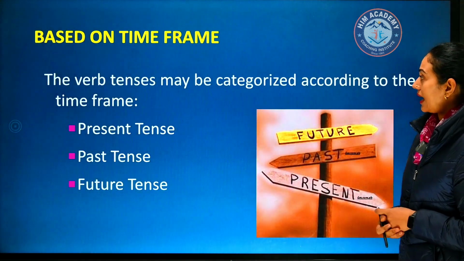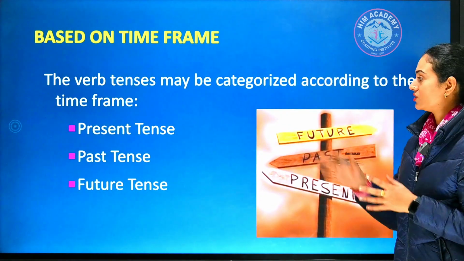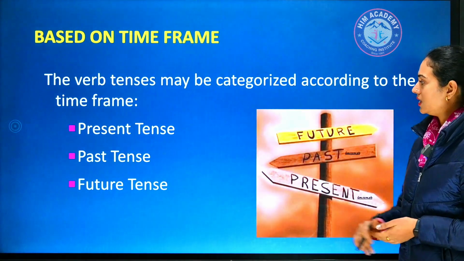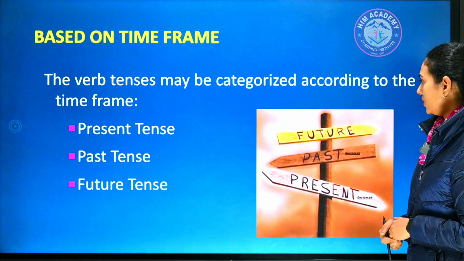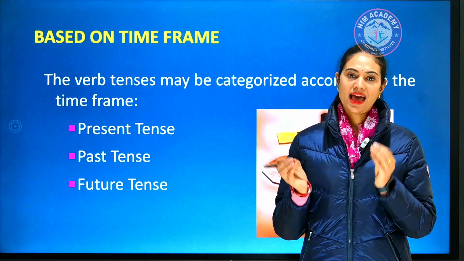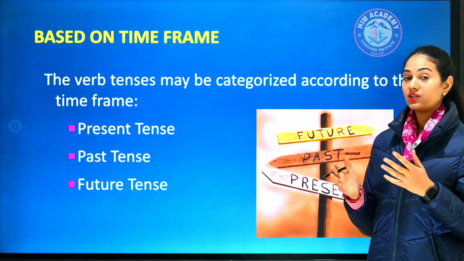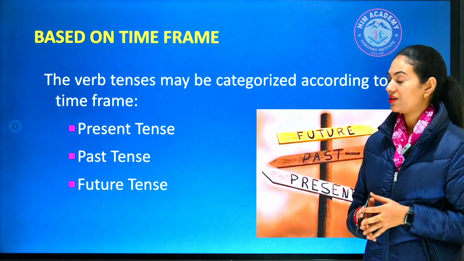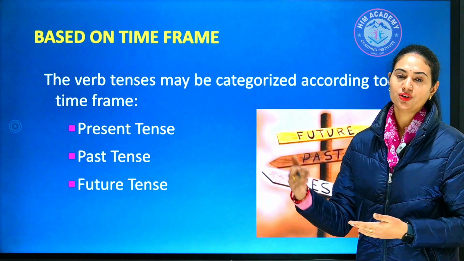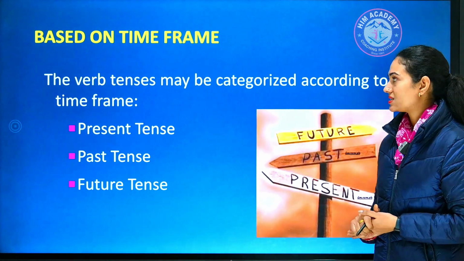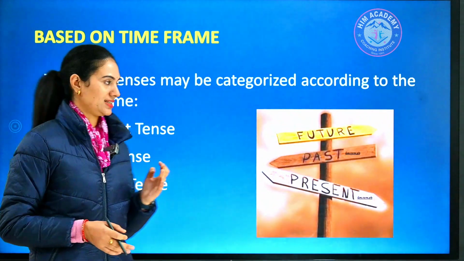On the basis of time frame, we have three different tenses: present tense, past tense and future tense. Present tense indicates actions happening in the present time, past tense covers things which have already happened, and future tense describes events that are going to happen in the future. So we divide tenses into three on the basis of time frame.